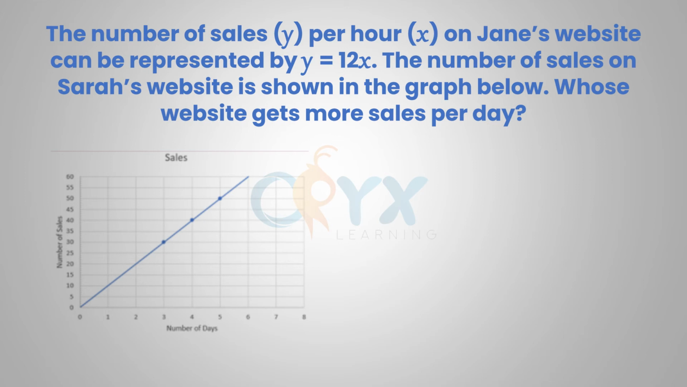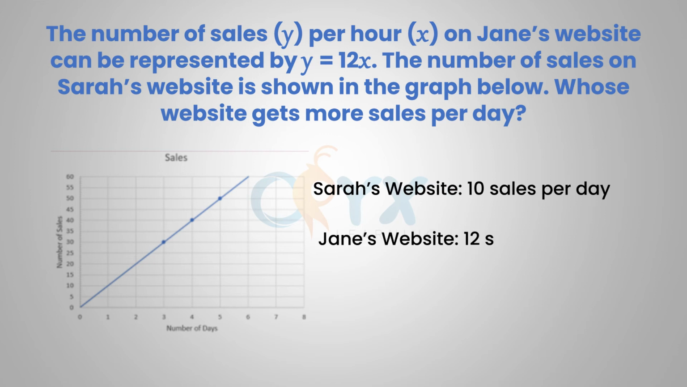Jane's website, represented by the equation y equals 12x, would have a rate of change of the m value, or in this case, 12. So as we can see, if Sarah's website has a rate of change of 10 sales per day, and Jane's website has a rate of change of 12 sales per day, then Jane's website gets more sales per day.